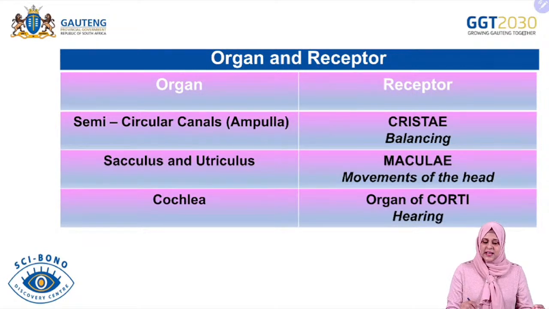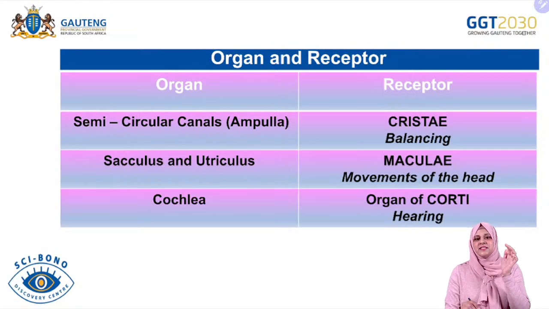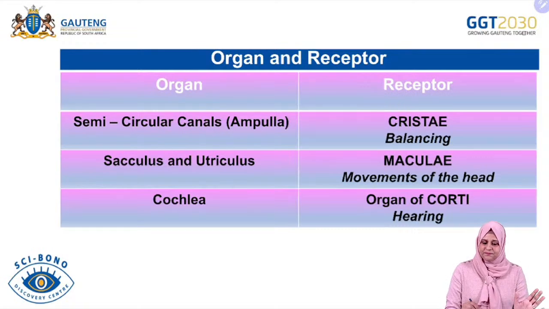So the semicircular canals, they have the ampullae at the bottom, remember, and they have the receptor called the cristae for balancing. Then below, between the semicircular canals and the cochlea, you have the sacculus and the utriculus, and those have the receptors called the maculae. The maculae is responsible for the movement of the head due to gravity. And then you have the cochlea, and this organ is for hearing. It has the receptor called the organ of Corti. So make sure you learn this slide, print it out, because your teachers will get a copy.